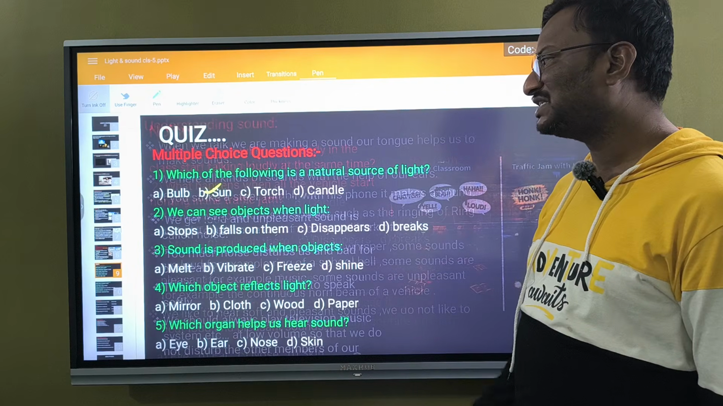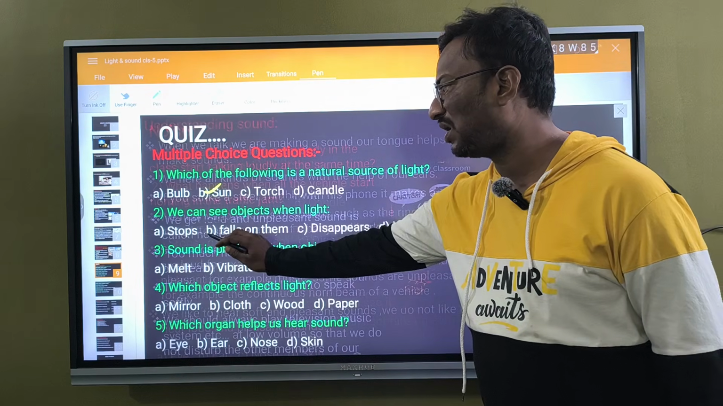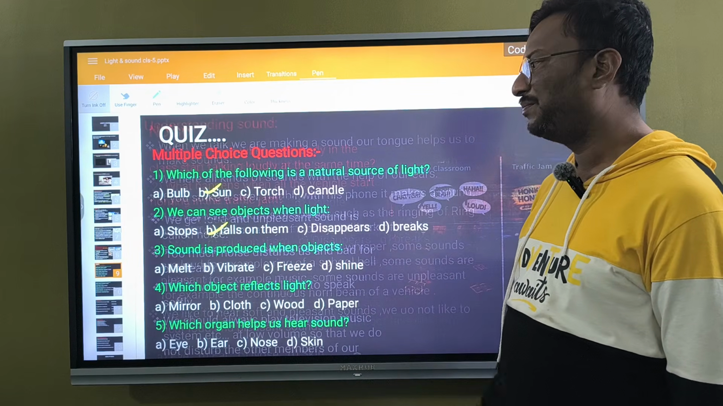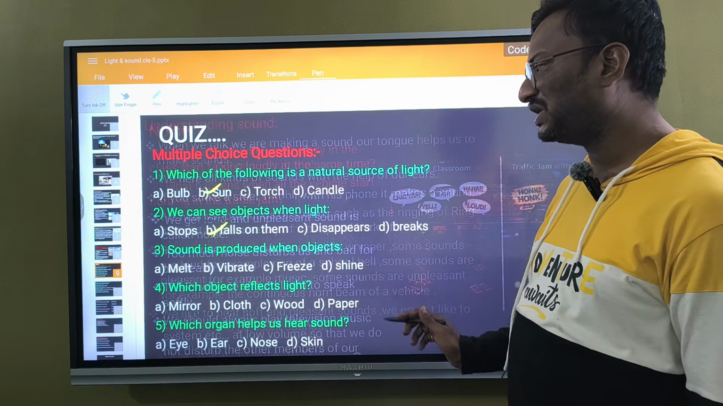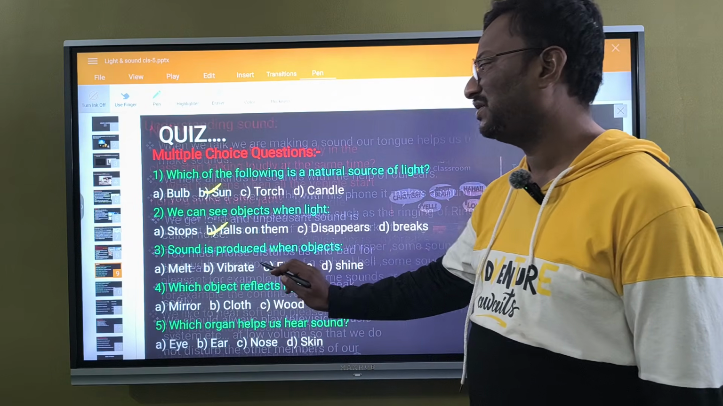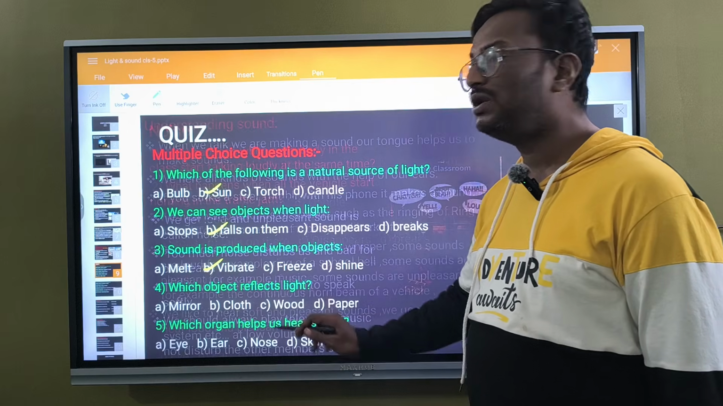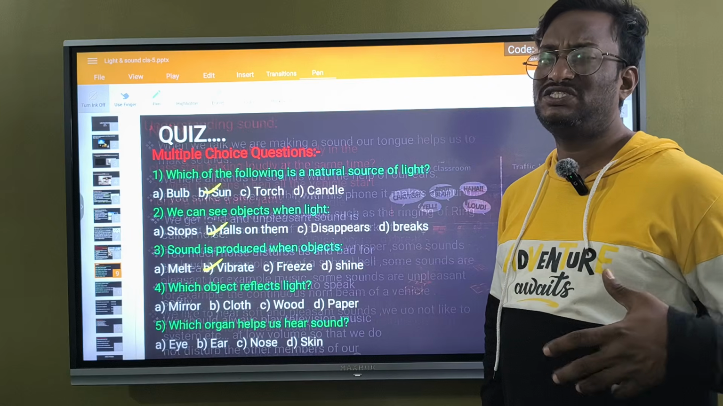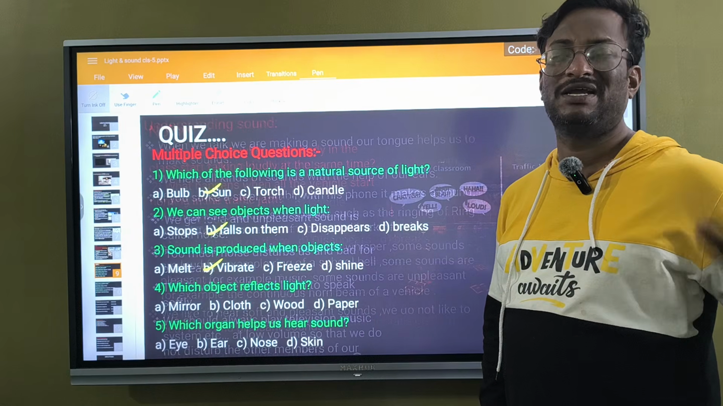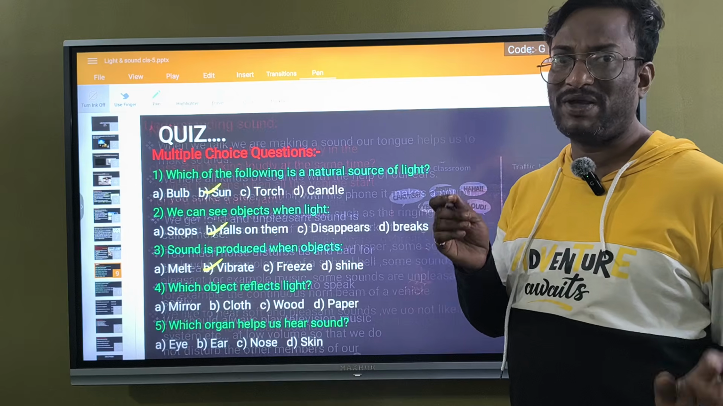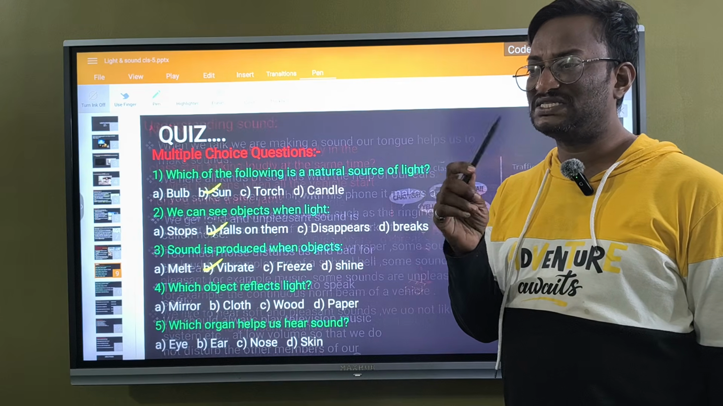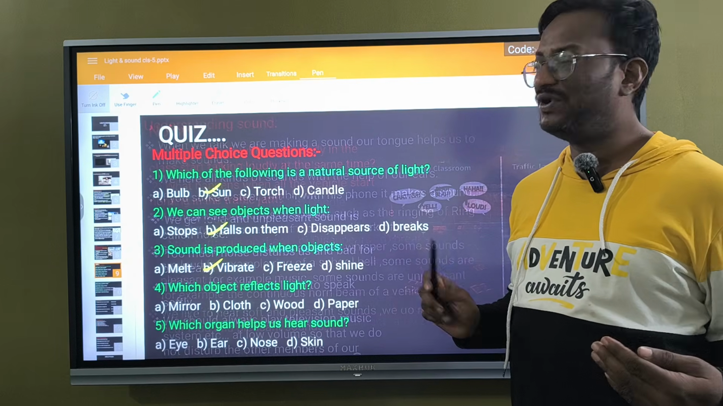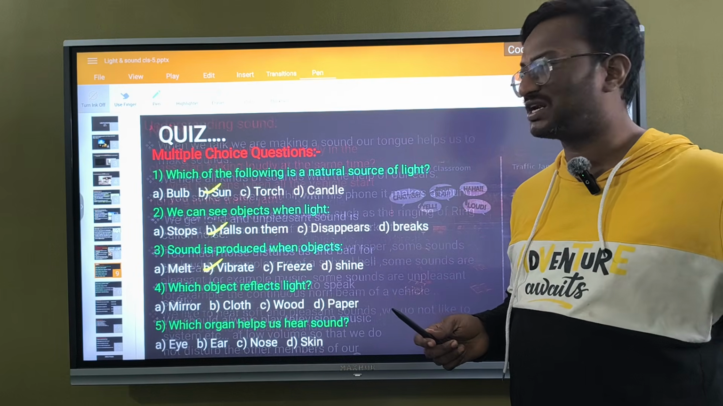We can see the objects when light falls on them. We have discussed this in the topic. Sound is produced when objects vibrate. So all sounds come through vibration. You are going to learn this in future classes clearly. Vibration means staying at one place and moving to and fro. We will discuss this topic clearly in our further classes.